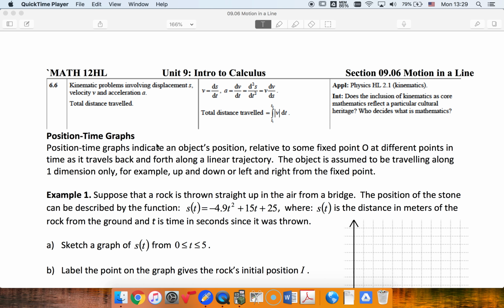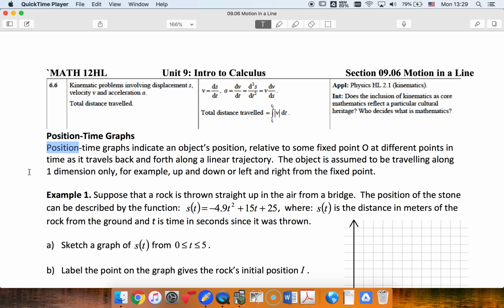Hello students. In this set of notes we're going to be looking at topic 6.6, which is kinematic problems. So kinematics involves displacement, velocity, acceleration, and then we're going to distinguish between displacement and total distance traveled. Displacement is how far we are from a fixed point. It's also a vector quantity, so it will tell us if we're above or below, left or right from that fixed point. So we're always assuming we're traveling in 1D in this context.